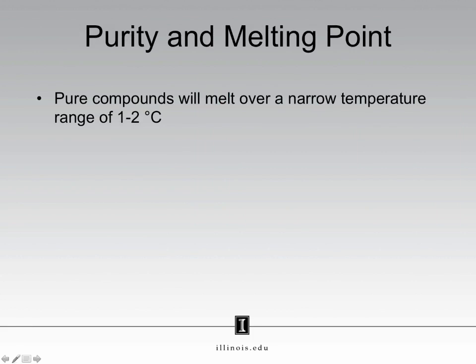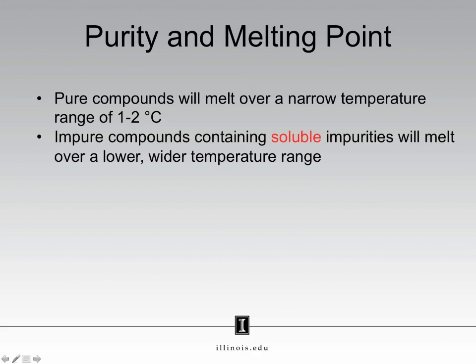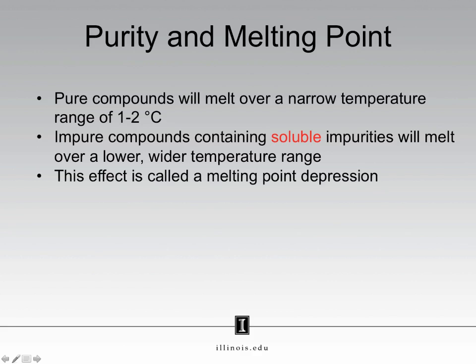For a pure compound, the melting point is actually a melting range. The compound will melt over a narrow temperature range of about 1 to 2 degrees Celsius. If we have an impure compound that contains soluble impurities, notice how soluble is in red there, we'll come back to that in a moment, the melting point will be much lower and have a wider temperature range. This effect of soluble impurities on the melting point of a sample is called a melting point depression.